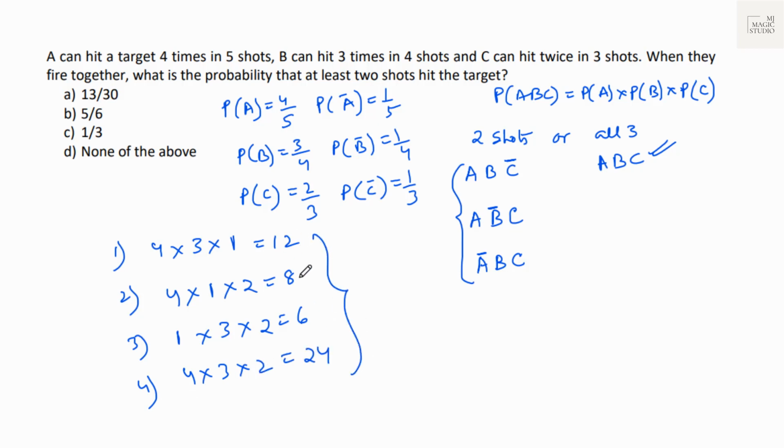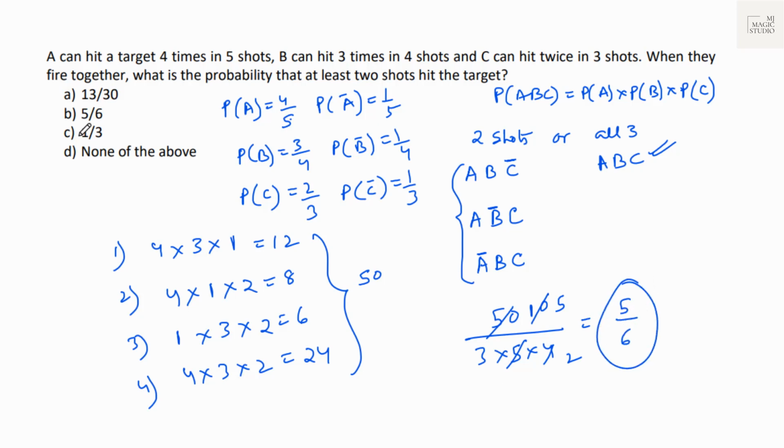Just find the total of that, 30, 40, 50. So the required probability is 50 by, multiplying their denominators, 3 into 5 into 4. 5 gone, 10, 2, 5, 2, 2, that gives us 5 by 6. Option B is the pick. Solve different types of questions based on this, because this is a very regular phenomenon.